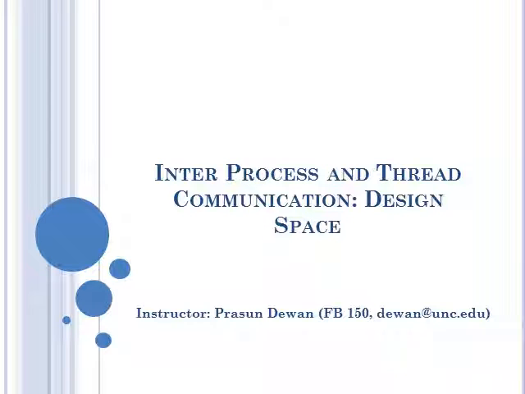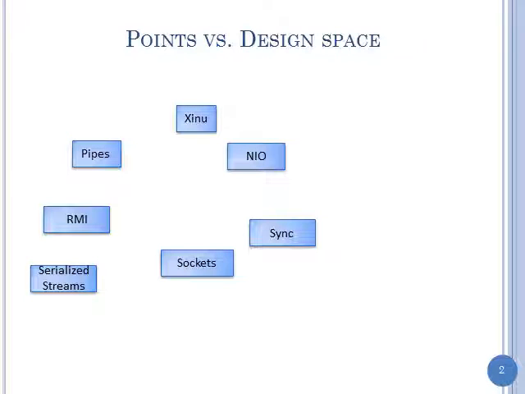Just look at the notion of IPC, and see a design space. So we've seen our points, and each point represents some class of systems. We saw RMI, and it represents a class of remote procedure call systems. And we saw pipes and Xenu and NIO and sockets and serialized streams. So we saw a bunch of systems.